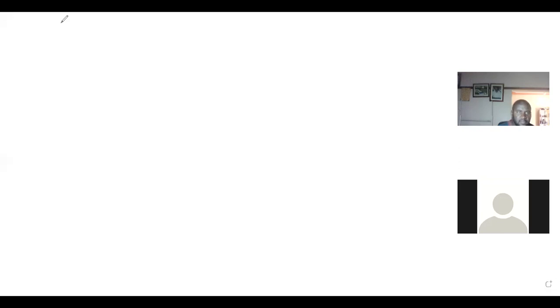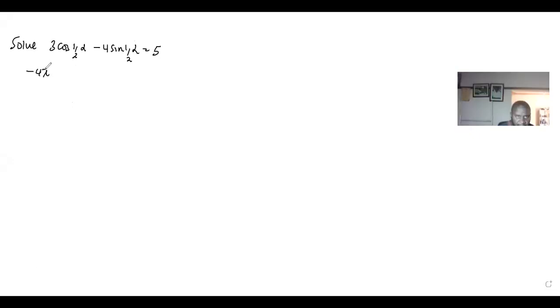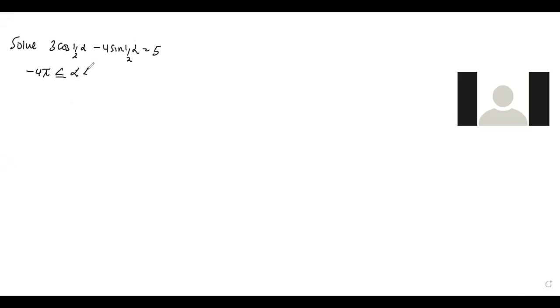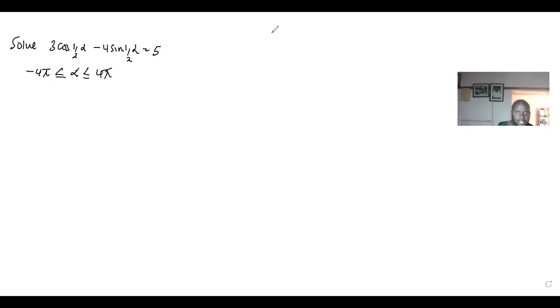So 3 cos half of alpha minus 4 sine half of alpha is equal to 5, for alpha, for negative 4 pi less than or equal to alpha less than or equal to 4 pi. I think it's supposed to be less than or equal to again.